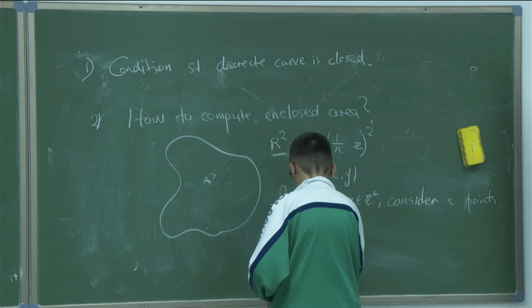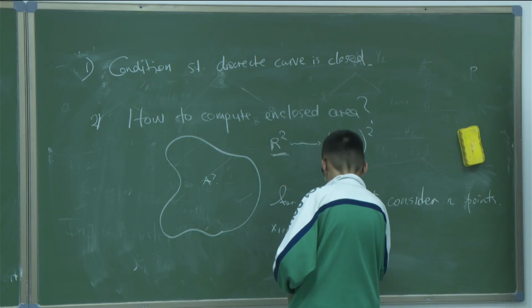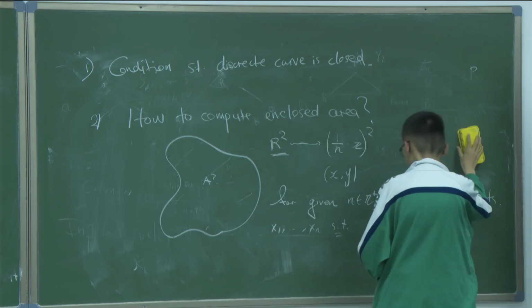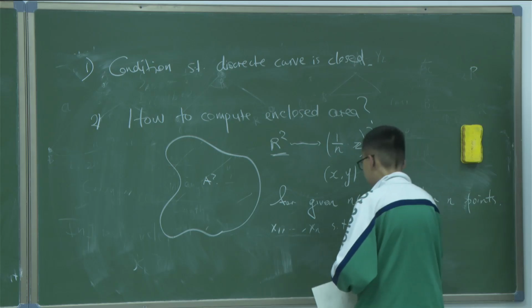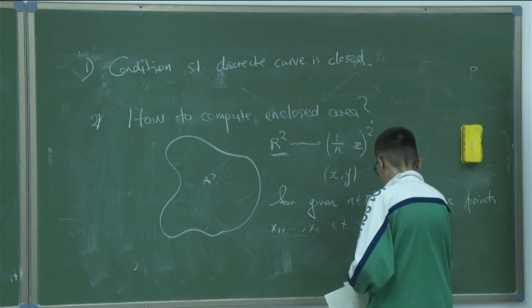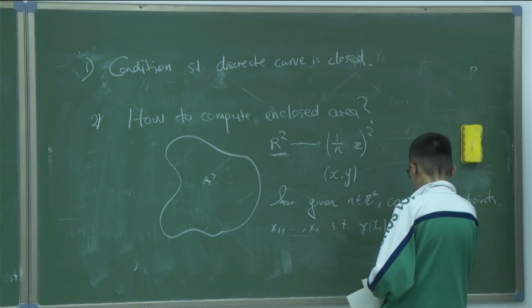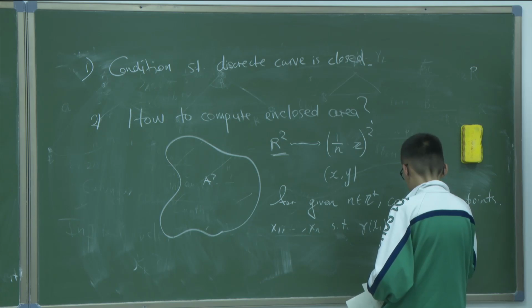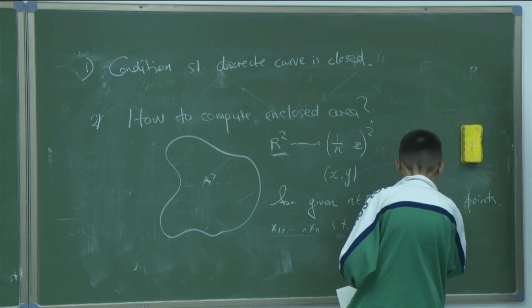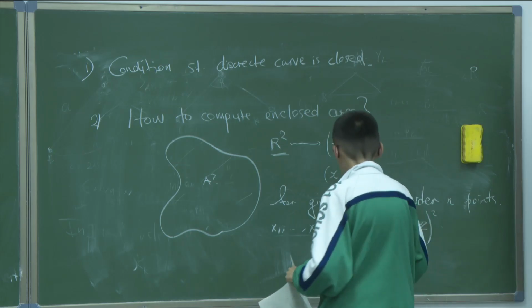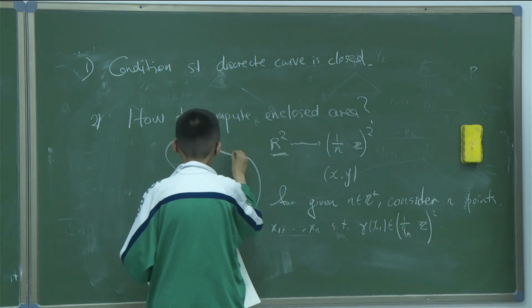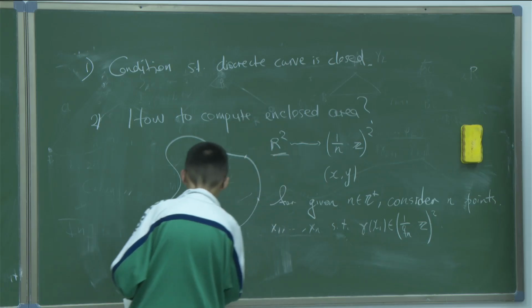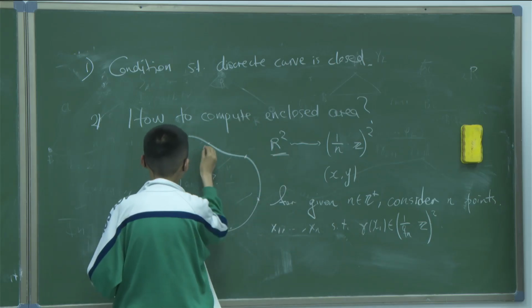X1 to xn, such that for some q, gamma of xi in whatever qn times d squared. Okay, you can do that. So this time, it makes just like a polygon. Yes, just like this.